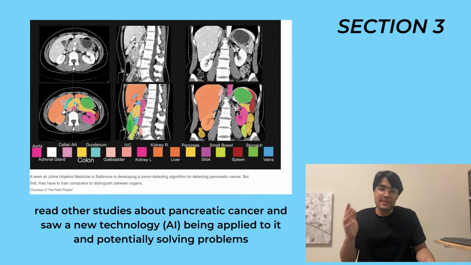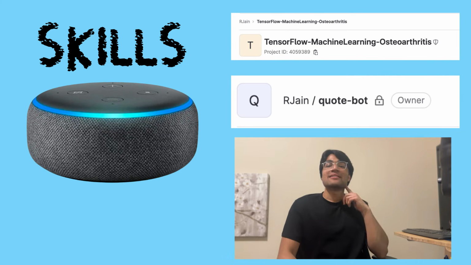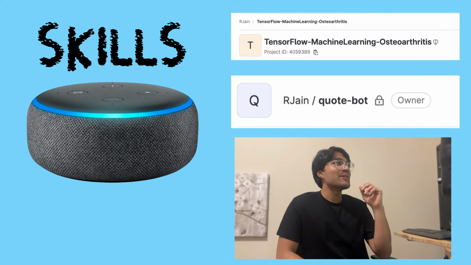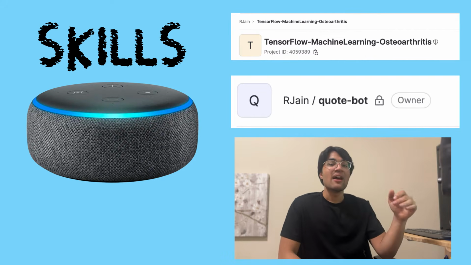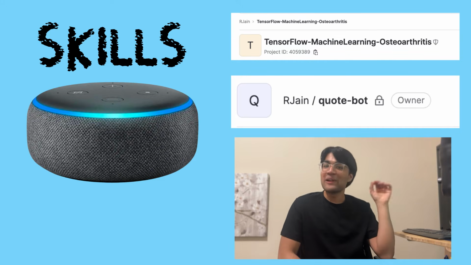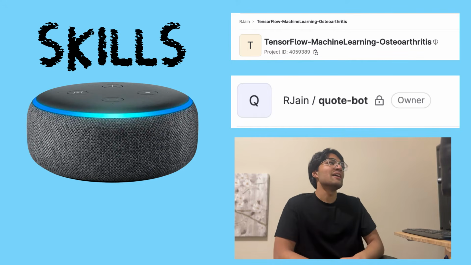Well, guess what? 6th, 7th grade Rishabh Jain was really interested in AI. Actually, I had an Amazon Alexa, and that was super cool. I could see how to program it. And as you can see over here, these are literally repositories from my GitHub. They're private now, but way back from like 2016, 2017, I was literally looking into some of this stuff. TensorFlow, machine learning for osteoarthritis.